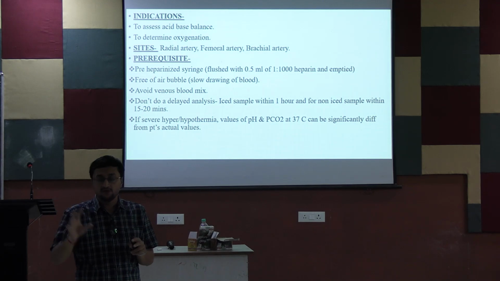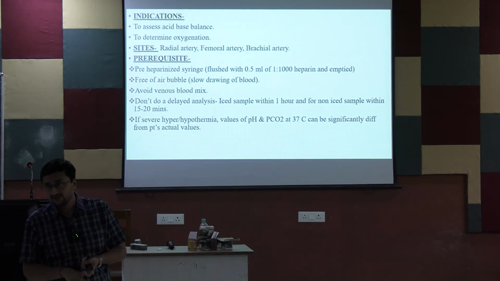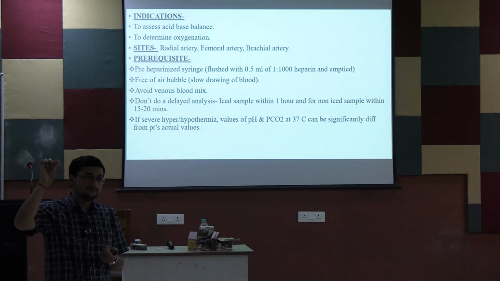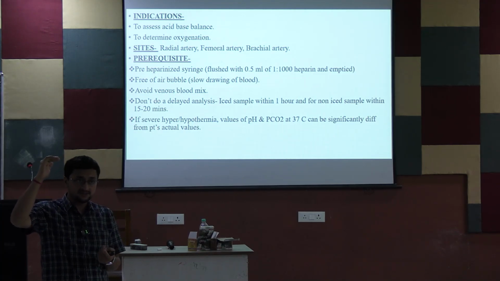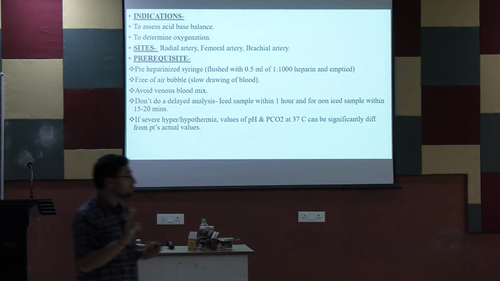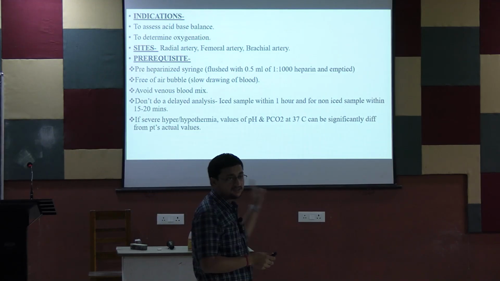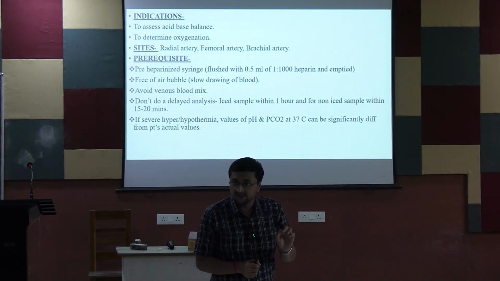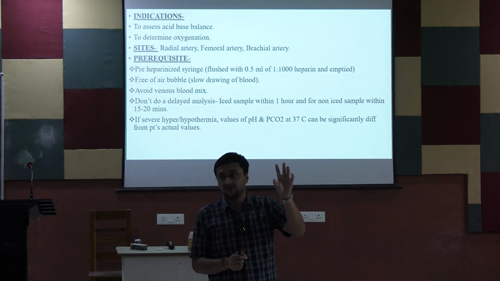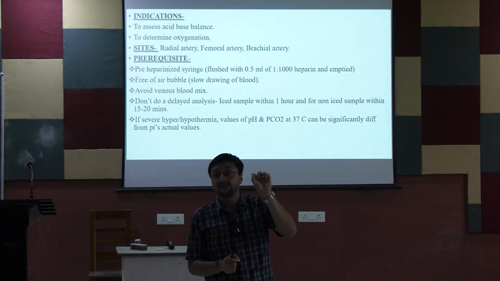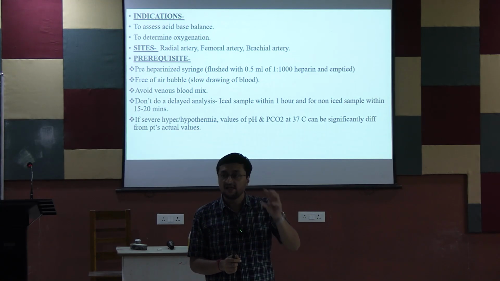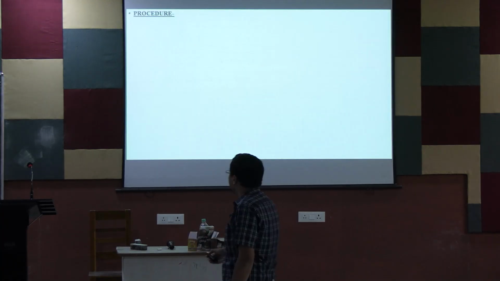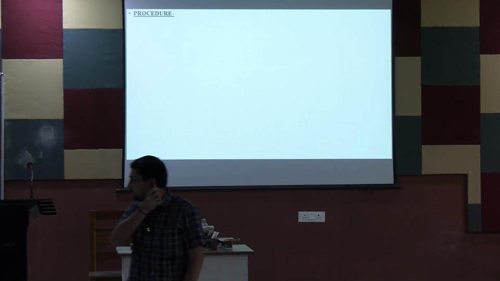Okay, so in every ABG slip or ABG chart, at the uppermost part, the most important thing to mention is the temperature. Every ABG chart has an area at the uppermost part where the temperature is written, that the ABG was collected at this temperature. This is very important. So what will be the procedure?